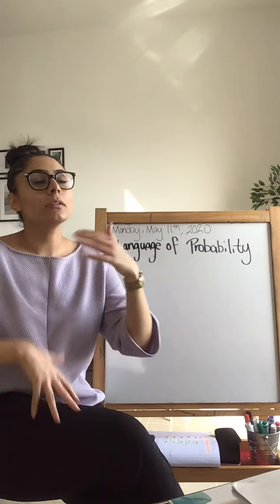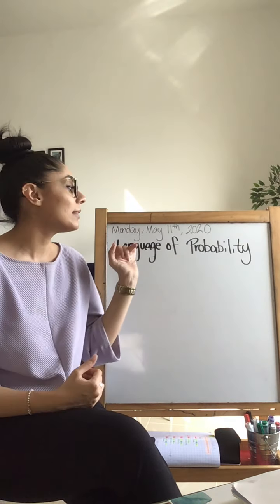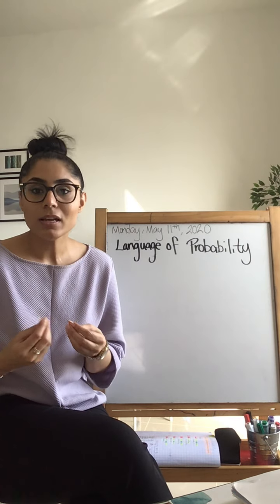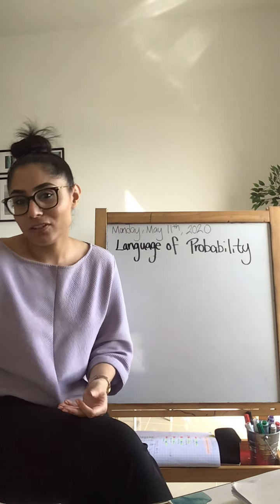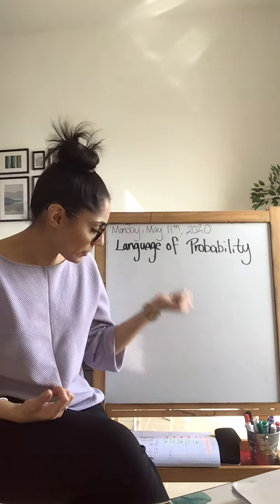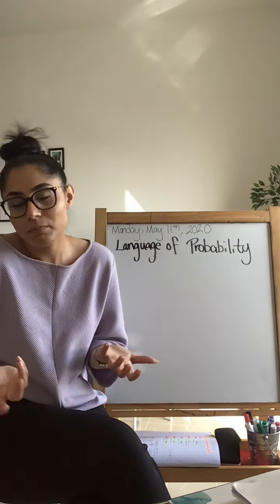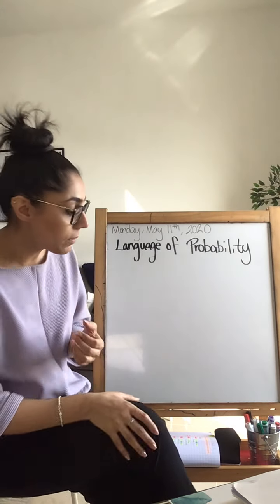But before we can start going deeper into this unit, we need to know the language of probability. There are certain words and terminology you need to understand before you go on to the unit, right? If you don't know what these 5 or 6 words mean, you're not going to understand the rest of the unit. They're words that you've heard and probably already know, but we need to make sure we know them before we move on.